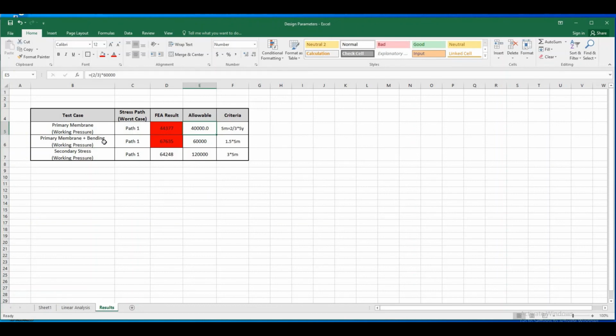For primary membrane plus bending stress, the allowable criteria is set to 1.5 times Sm, which gives us a value of 60,000 psi. For secondary stress, the value is 3 times Sm, which is 120,000 psi. Here we can see that the primary membrane stress calculated is exceeding the allowable criteria. Also, the primary membrane plus bending stress is exceeding the allowable criteria. So I will carry out a limit load analysis in the next video to check the integrity of the wall body. Thanks for watching.